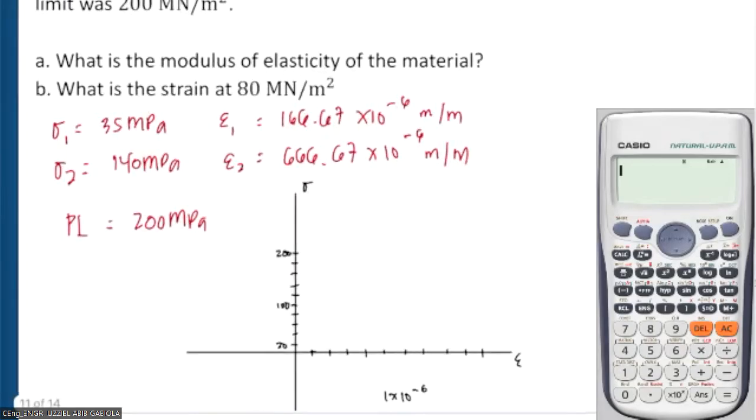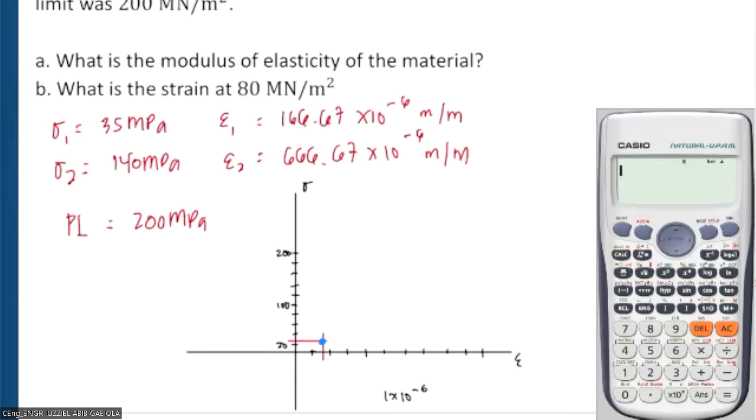Okay, plotting our first, 35 megapascal. So 35 megapascal is halfway. And then we have 166, so somewhere here. So we have this point and this point. Our figure is assumed only, so you can use a ruler to better plot your points.